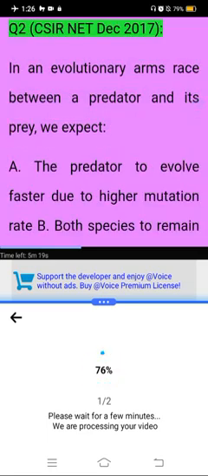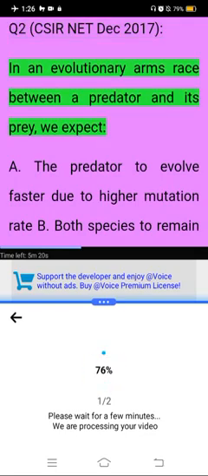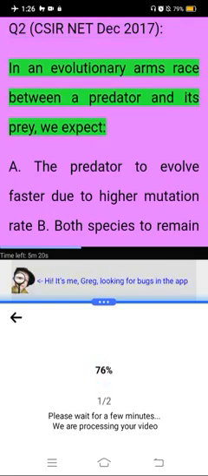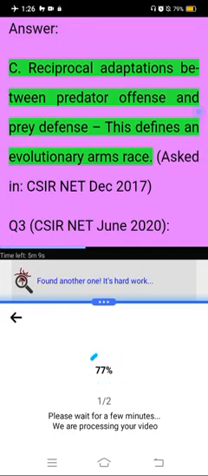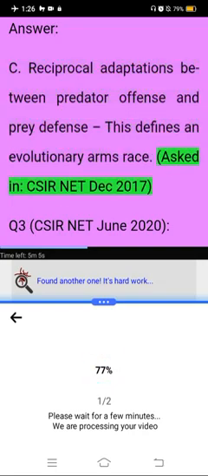Q2, CSIR NET Dec 2017. In an evolutionary arms race between a predator and its prey, we expect A, the predator to evolve faster due to higher mutation rate. B, both species to remain static over time. C, reciprocal adaptations between predator offense and prey defense. D, prey to always have the upper hand. Answer: C, reciprocal adaptations between predator offense and prey defense. This defines an evolutionary arms race. Asked in CSIR NET Dec 2017.